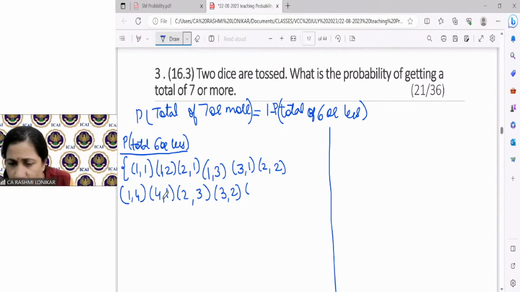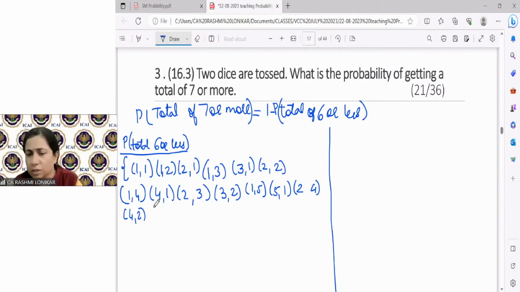So 4, 1 and 1, 4 is done. Then 5, I can't have a 5 here. So this is 2, 2, this is 3, this is 4, then this is 5. Now we have 6. Then 6 is 1, 5, 5, 1, 2, 4, 4, 2, and 3, 3 is 6.